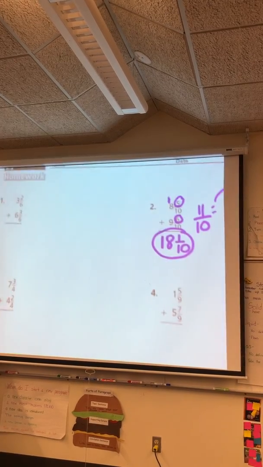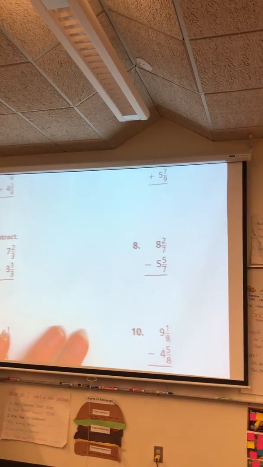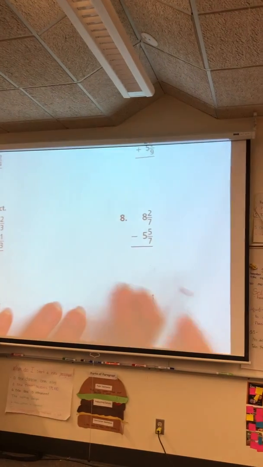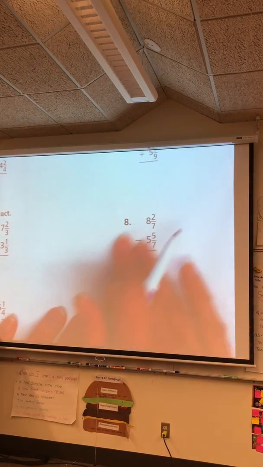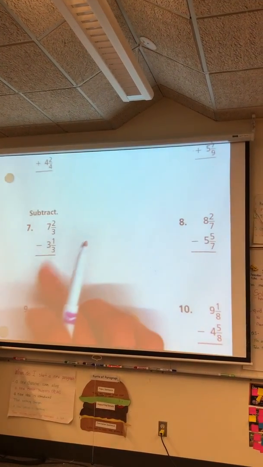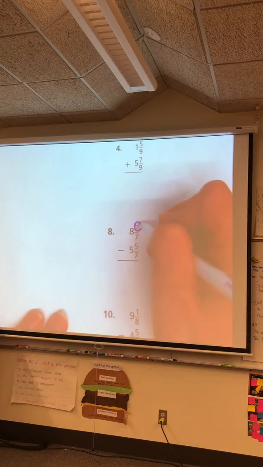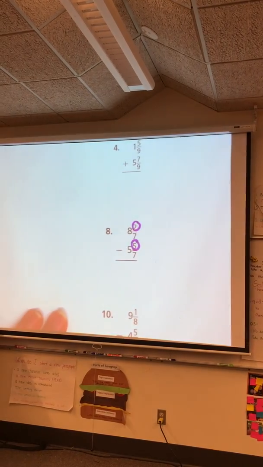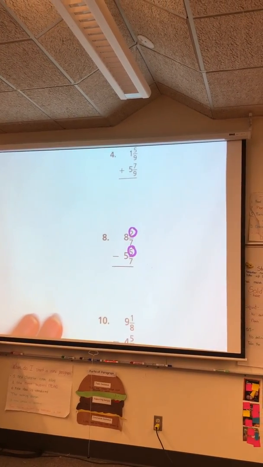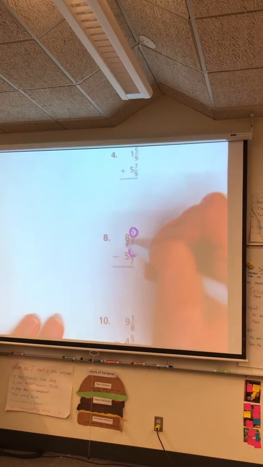Okay? We also learned how to subtract mixed numbers. So I'm going to go down to subtracting mixed numbers right here. And you can see I'm going to skip number 7 because number 7 is pretty easy. I'm going to go to number 8. And when I subtract, you can see that I would need to start with my fractions once again. And 2 minus 5 I cannot do. I can't do 2 minus 5, so I'm going to borrow.